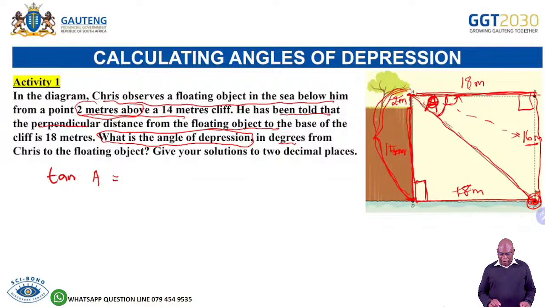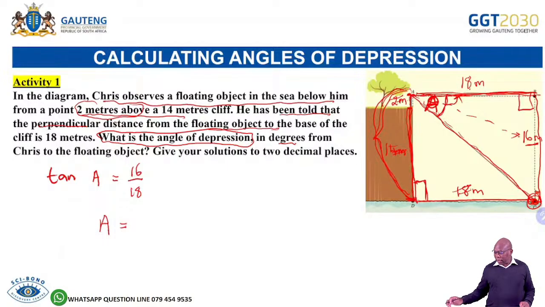Remember that whole side there, it's 2 plus 14, which is the same as that one. So it will be 16. So my opposite will be 16, and my adjacent will be 18. Then I'm looking for the angle. So the angle that is going to be formed there will be A is equal to.